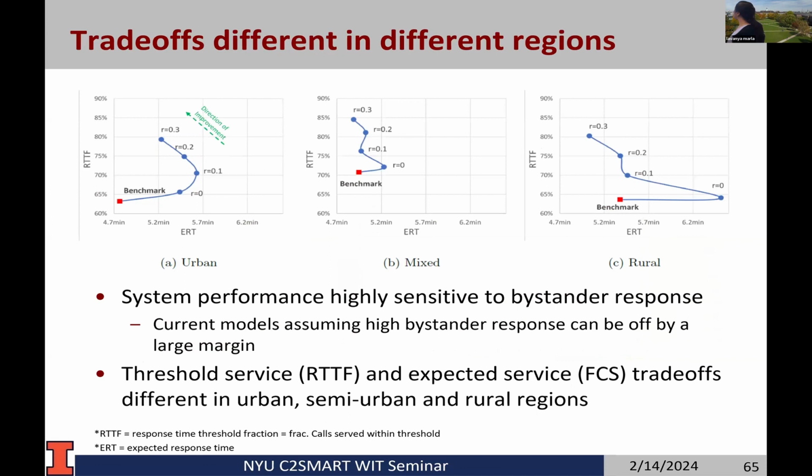Now you can get deeper in terms of what is the exact trade-off, how sensitive is the system with respect to bystander response, or even our estimates of bystander response. If I overestimate or underestimate bystander response, what happens? What happens with respect to different metrics? How quickly do you respond within a threshold or within expected service time? And also with respect to urban, rural, or semi-urban regions. In each region, we found that different models or different metrics seem to do better using these policies.